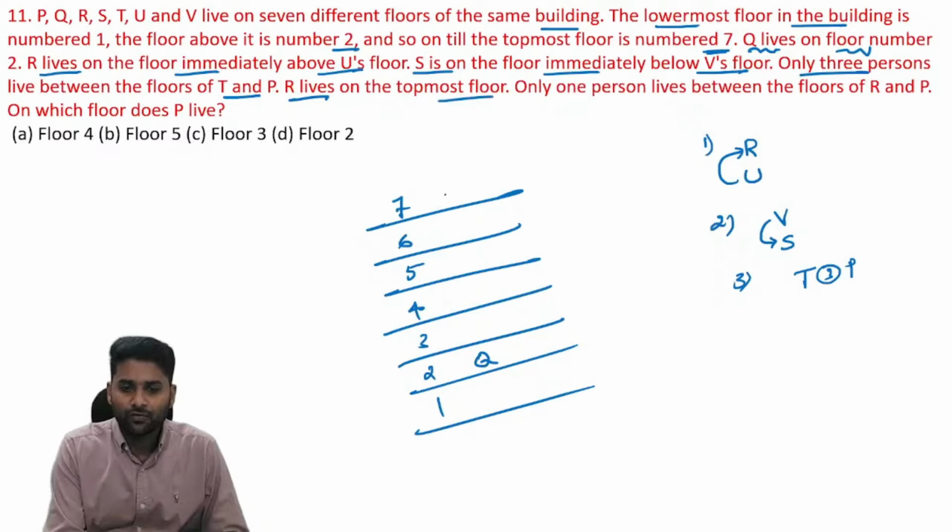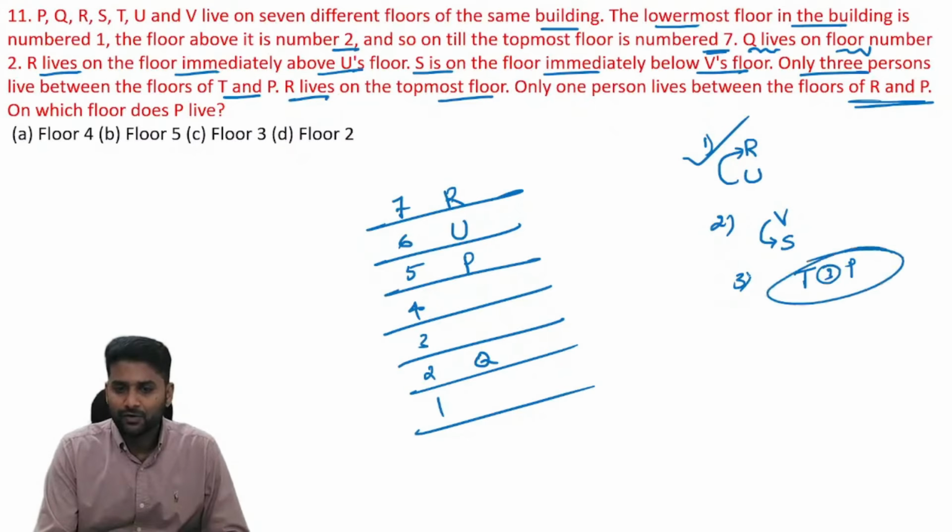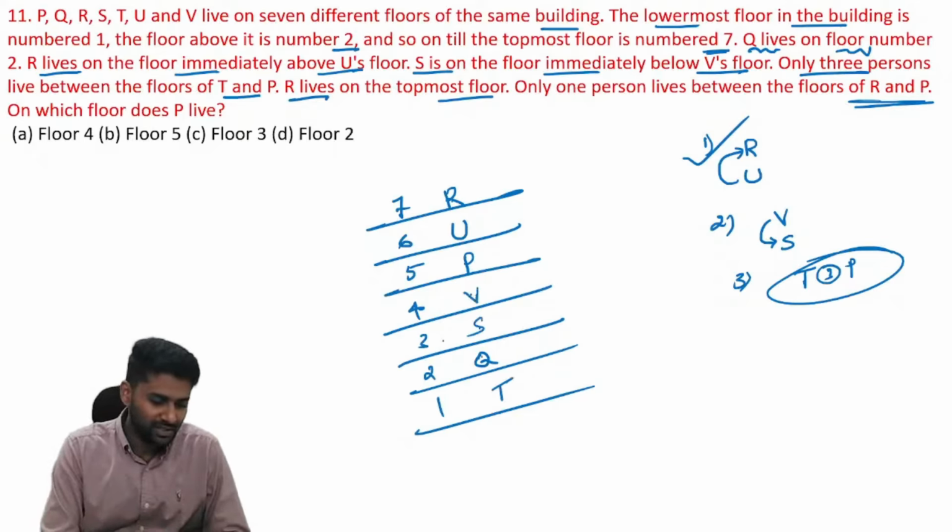R lives on the top floor. Let's use the first condition. So immediately after R, you have to place U. So we are done with one. And only one person between R and P. We know R already, so you can conclude P. We are done with the last point. If three persons are between T and P, and P we already know, you can confirm that T must be on the first floor. And V and S must be consecutive. We are done with the arrangement.